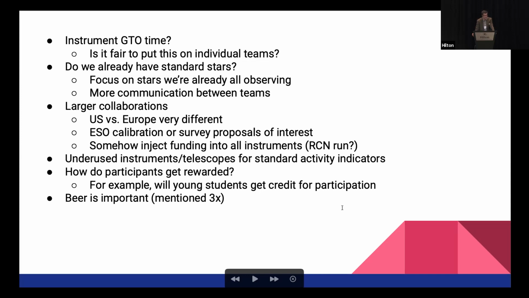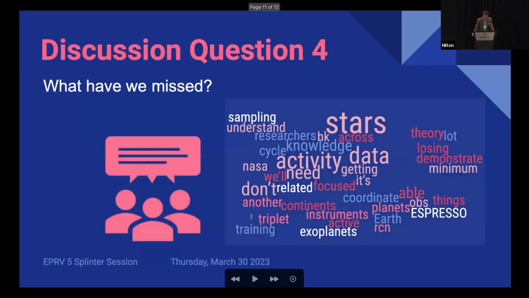And this third point, I forget which group said this, but apparently it was mentioned several times that beer is important. So not sure quite what that means.